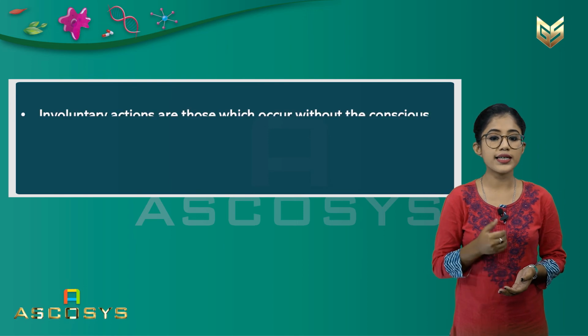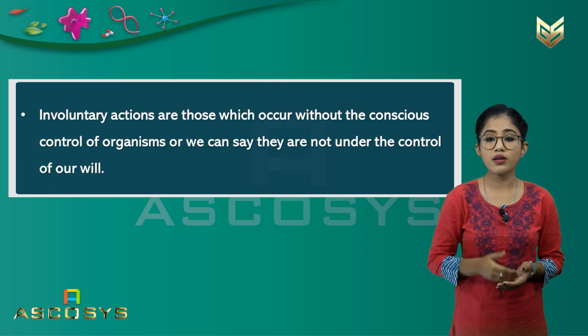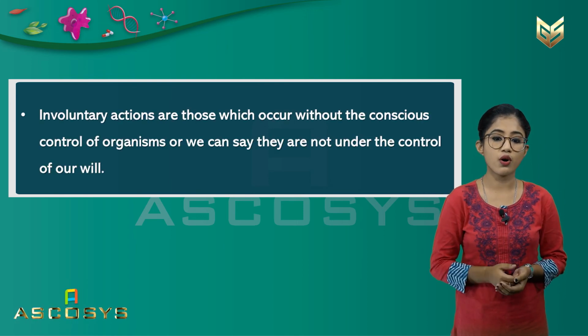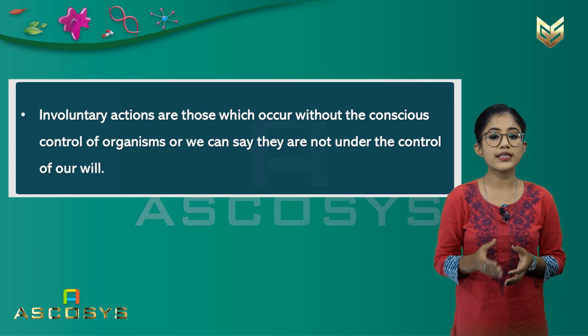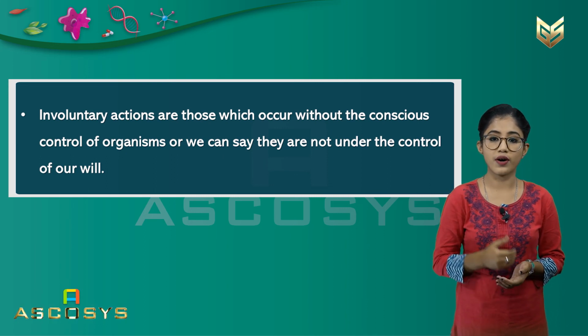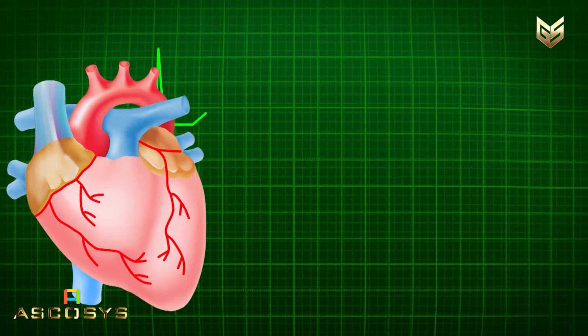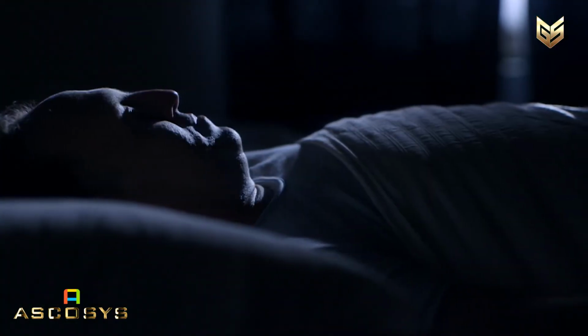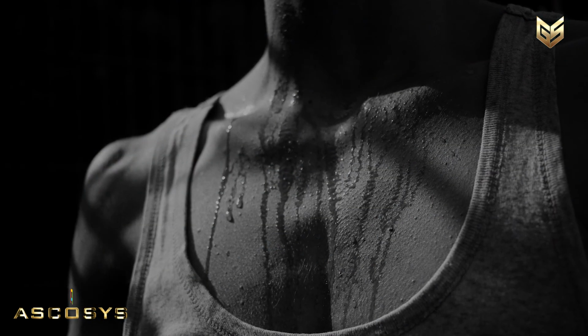Whereas involuntary actions are those which occur without the conscious control of the organism, or we can say they are not under the control of our will. For example, beating of the heart, breathing, sweating, working of the kidney, digestion of food. These are all examples of involuntary actions. Students, this is about the animal nervous system. Now in the next topic I will discuss coordination in plants.